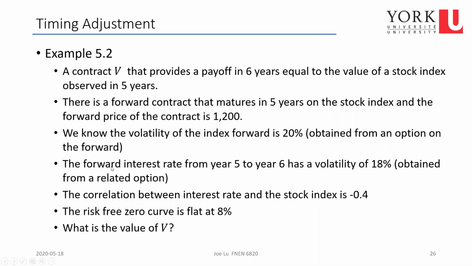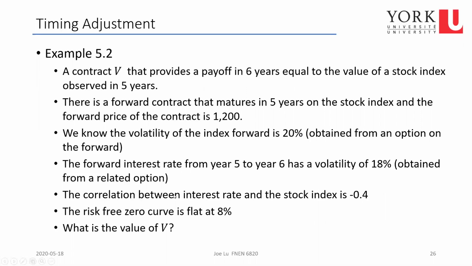And the forward interest rate from year 5 to year 6, a 1 year interest rate, 5 years out, has a volatility of 18%. Okay, and you also have to obtain this from an option somewhere because it's talking about the volatility of a forward interest rate. And in order to back out volatility, you have to have options. However, you are able to obtain them because you typically have options existing for those contracts. Then you can back out the volatilities that way.